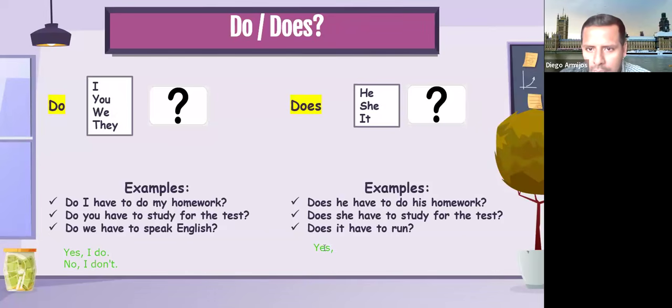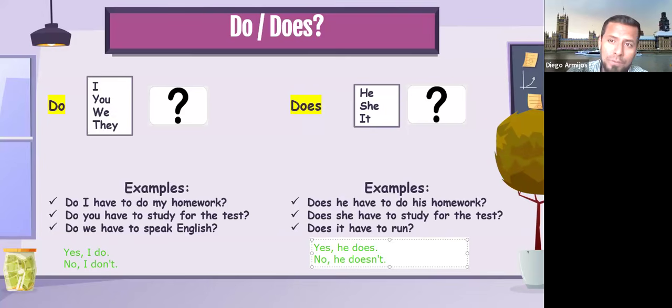In this case, does he have to do his homework? You're gonna say yes. We're gonna use the pronoun he, and the auxiliary does. Yes, he does. If it is negative, you're gonna say, no, he doesn't. As simple as that, okay? Does he have to do his homework? Yes, he does. Or if it is negative, no, he doesn't. All right? Very good, fantastic.